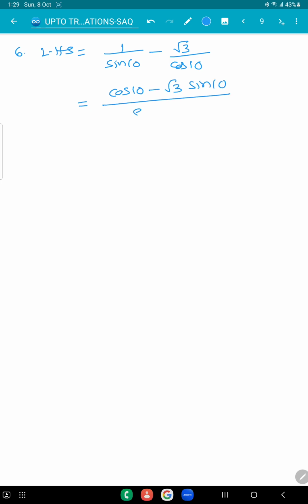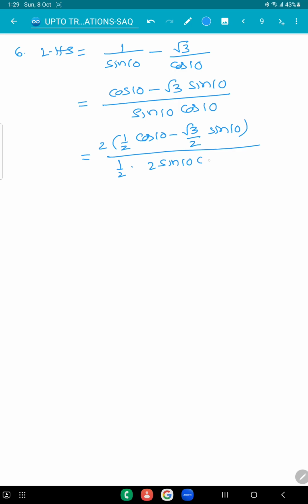Next question is sixth one. Consider LHS. LHS is equal to 1 by sin 10 minus root 3 by cos 10. Let us take LCM. Cos 10 minus root 3 sin 10 by sin 10 cos 10. First let us multiply the numerator with 2 and divide by 2. 1 by 2 cos 10 minus root 3 by 2 sin 10 by multiplication and division by 2, 2 sin 10 cos 10.